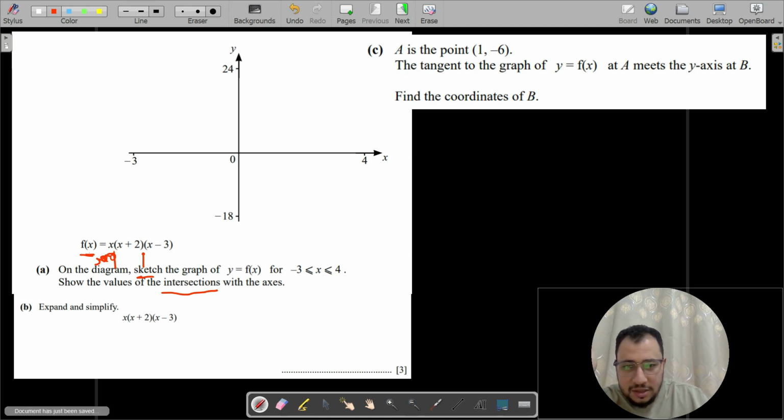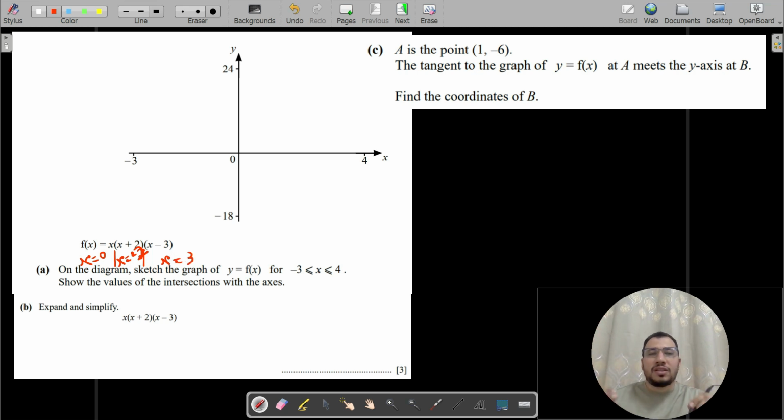Okay, here x equals 0. What is the value of x which will make this 0 here? x equals -2, as if you are solving the equations, and here x equals +3. These points here are the intersection points with the x-axis. x equals 0, which is here. x equals 3, which is here, for example. x equals -2, which is over here.